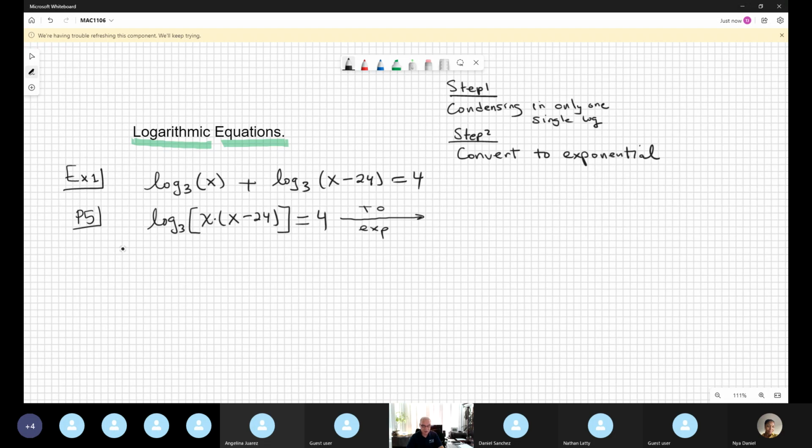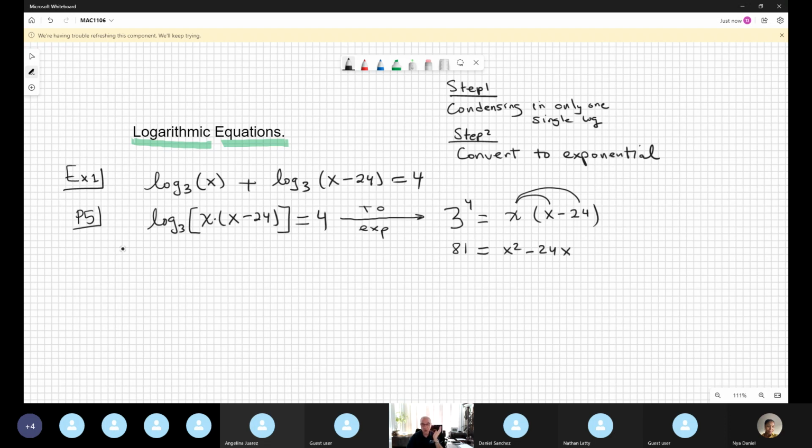You ask yourself, what is the base? The base is 3. And this is a small trick you have here, you put the big one. What is the exponent? The exponent is the answer of the logarithm, which is 4. And what is the result? The result is the expression x minus 24. And this is my exponential statement. But this is easy because 3 to the 4 power is 3 times 3 times 3 times 3, 4 times, which is 81. And you apply this to x, and now x squared minus 24x.